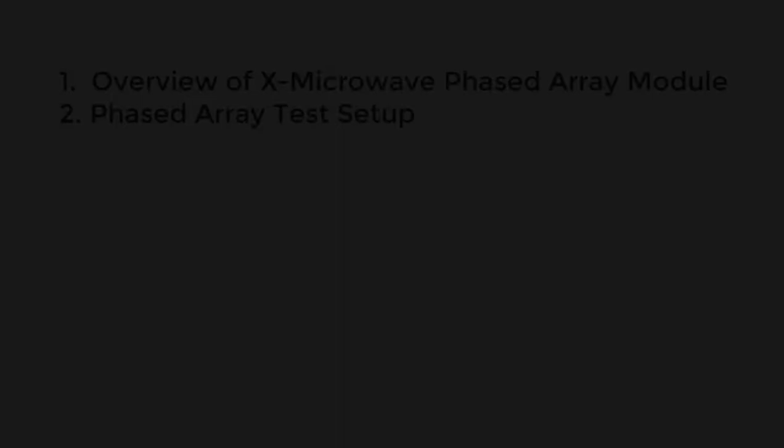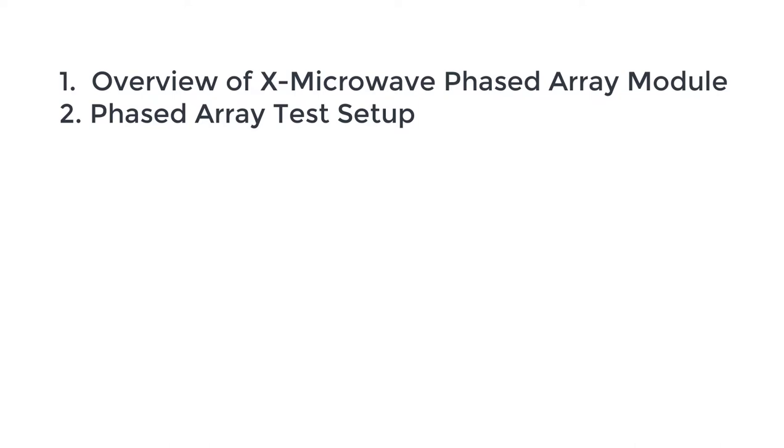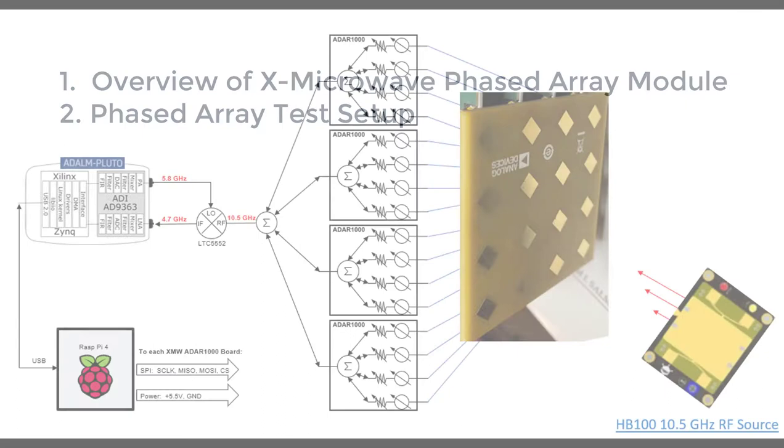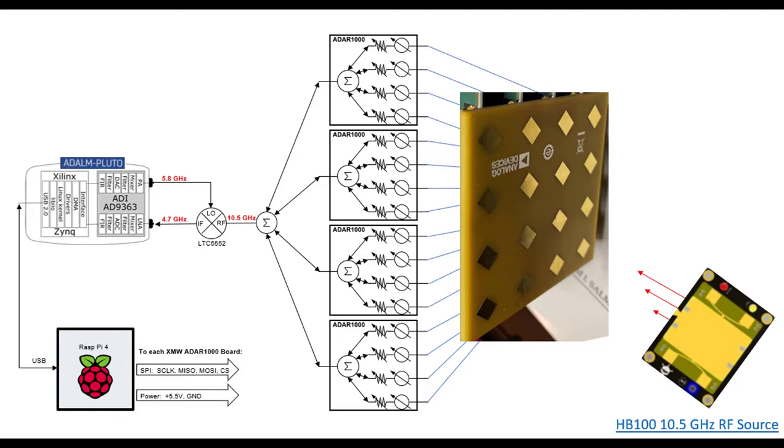Okay, so that was a little bit of background on the X Microwave system and where that ADR1000 board comes from and how we put it together into what we call the phased array cube. So now let's talk about how we make all the connections so that we can send and receive data, we can plot the data, and we can control the ADR1000. This is kind of an overview of what that setup looks like.